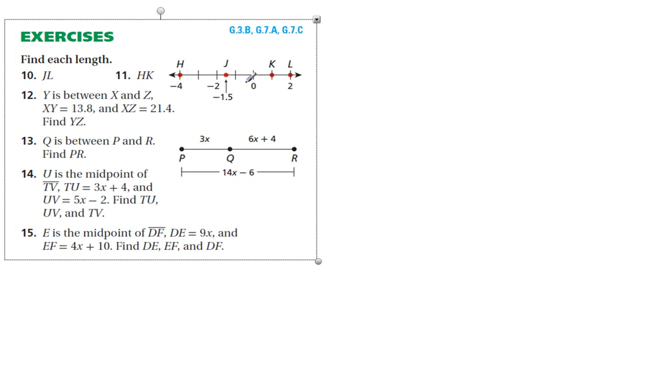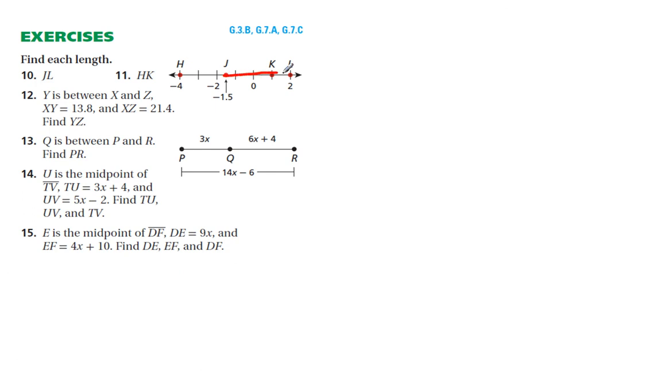Alright, find the length of JL. This should be hard. So here's negative 1.5. Here's positive 2. How far is it from negative 1.5 to positive 2? It's 3.5. From H to K, this is negative 4, this is positive 1, and this is me falling asleep. This is 5. Okay? Alright.